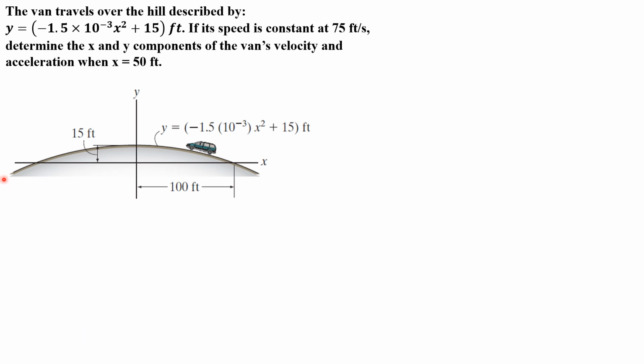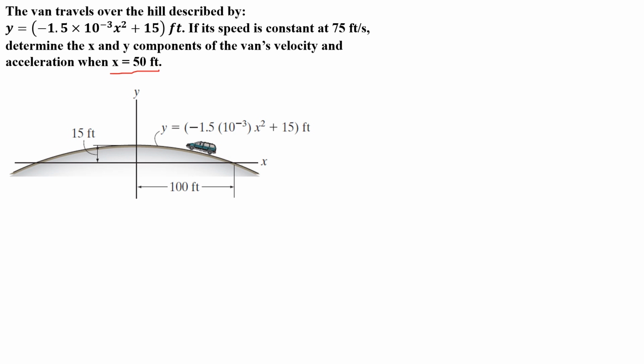Given the van traveled over the hill described by this curve, if its speed is constant at 75 feet per second, determine the x and y components of the van's velocity and acceleration when x equals 50. So all calculations here will be done at x equals 50.